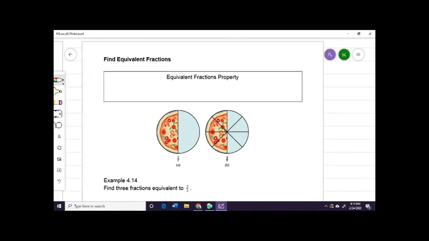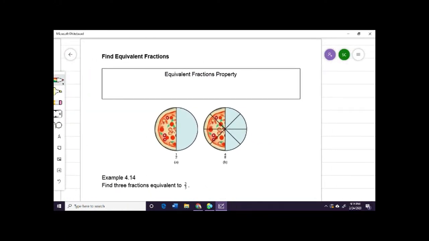The equivalent fractions property looks very similar to one of the other properties that we've seen before. Let's go ahead and write it out. It says that A over B is equal to A times C divided by B times C. Which property does that look like? It looks a lot like the multiplication property of equality.